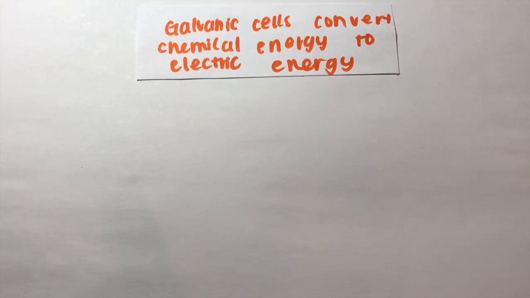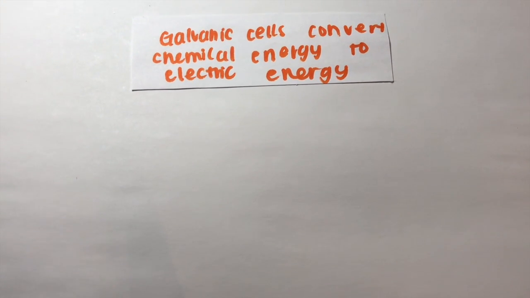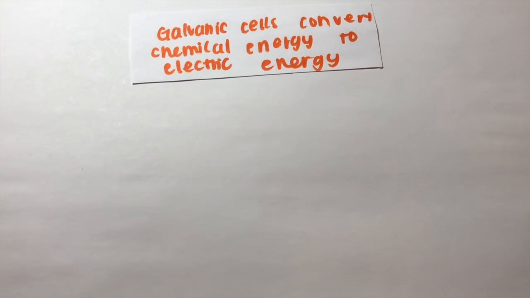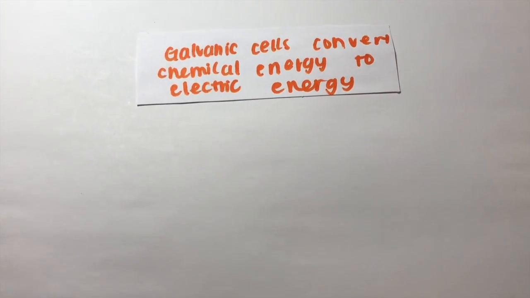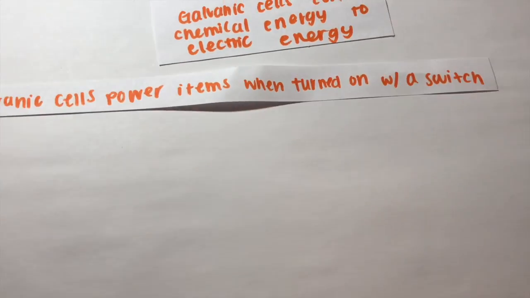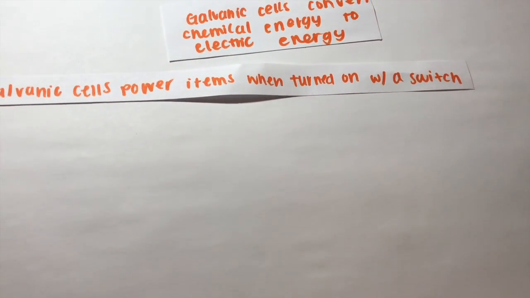Galvanic cells have many uses also. However, they function a little differently than electrolytic cells. Galvanic cells work to convert chemical energy to electrical energy. This helps them power many devices like phones and radios. Galvanic cells power items when turned on with a switch.